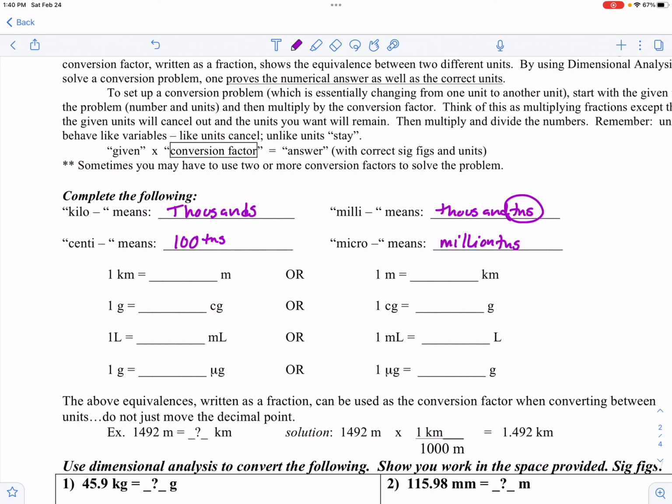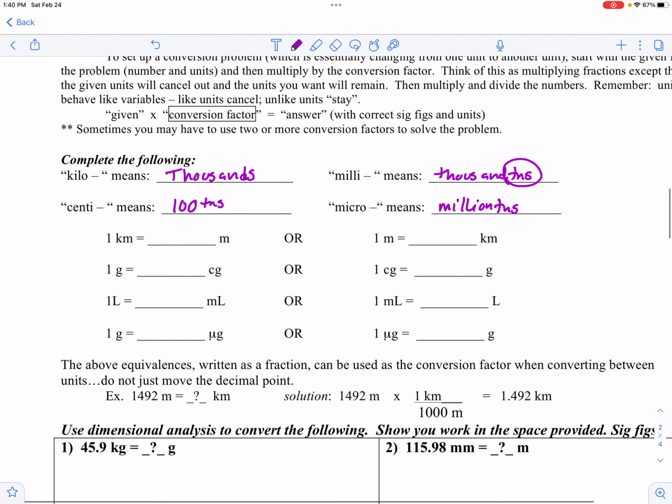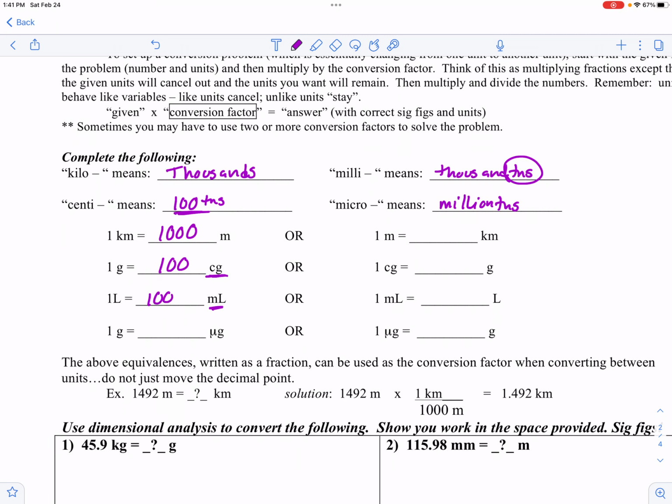I really like whole number ratios. I think I talked to you about that before. But you can use whichever one is easier for you to remember. So 1 kilometer is the same as 1,000 meters because a kilometer is big. It takes 1,000 meters to make up a kilometer. 1 gram is 100 centigrams. Centigrams are small, because that's 100ths. So it takes 100 of them to make up a gram. Milli, if you remember, is small, so it takes 1,000 of them to make up a liter. And micros are even smaller, so it takes 1,000,000 of them to make up a gram.